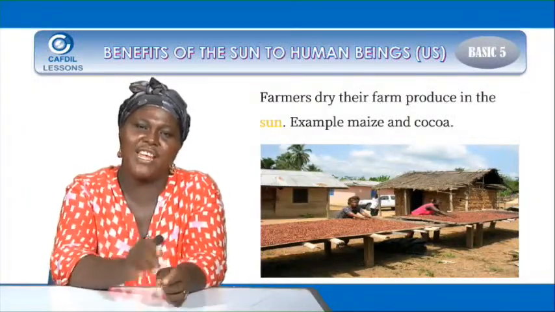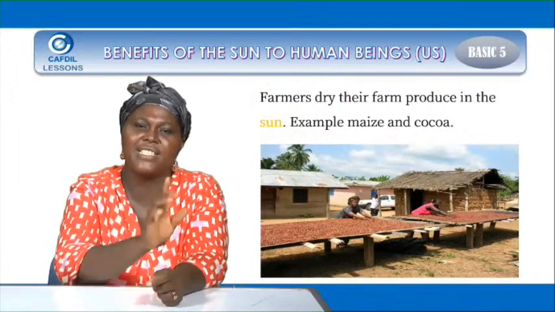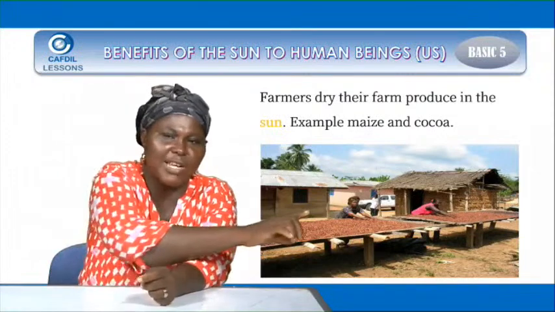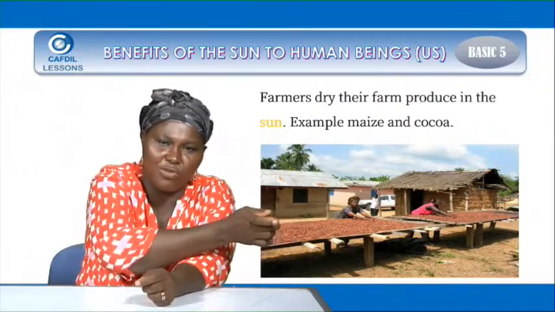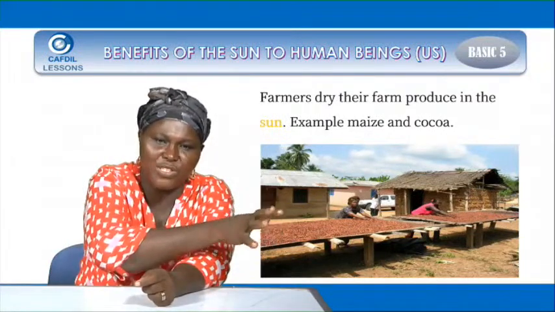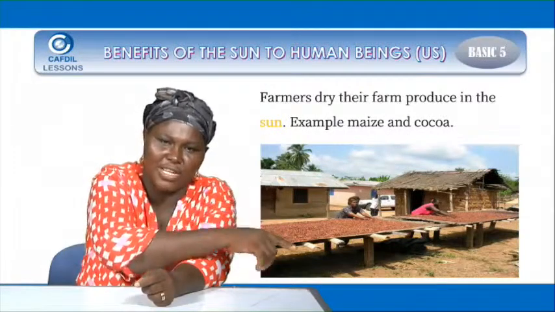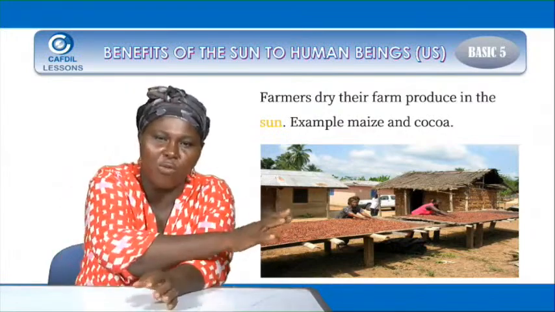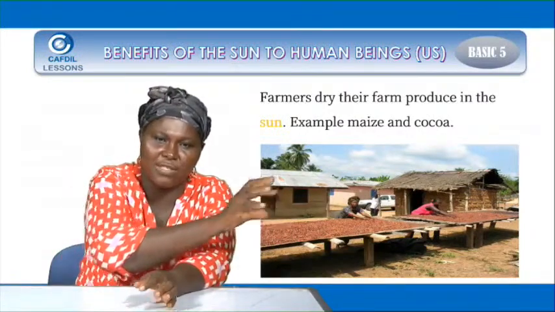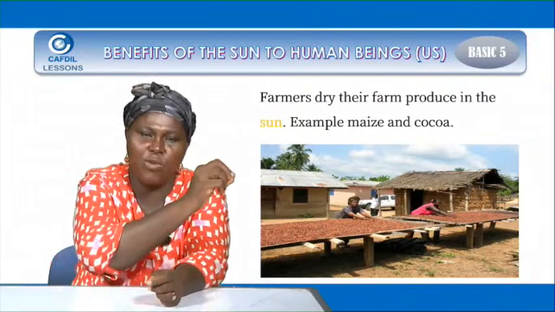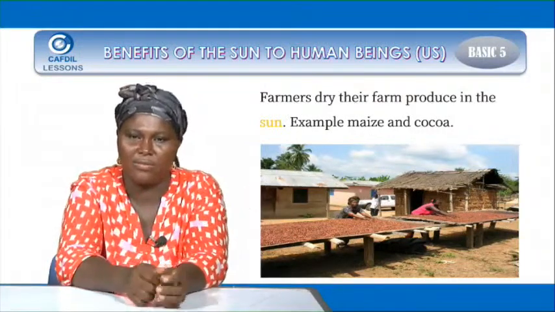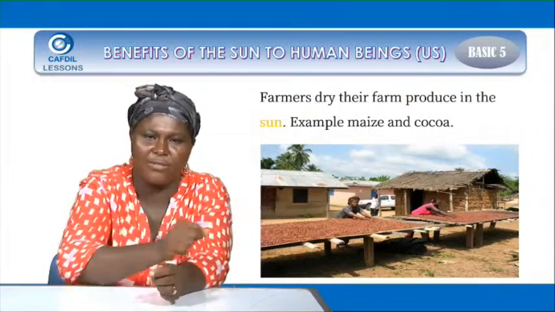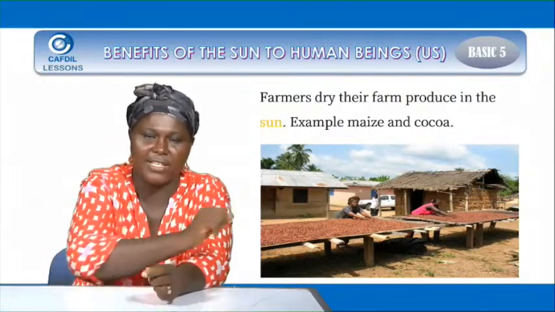Farmers dry their farm produce in the sun. Example, we have maize and cocoa. Let's look at the picture. What is the woman doing? She is spreading the cocoa seeds for the sun to shine on them and dry. They don't want their cocoa seeds to get rotten. If water is in it, it will spoil, and their work will be in no avail. So they are drying it.